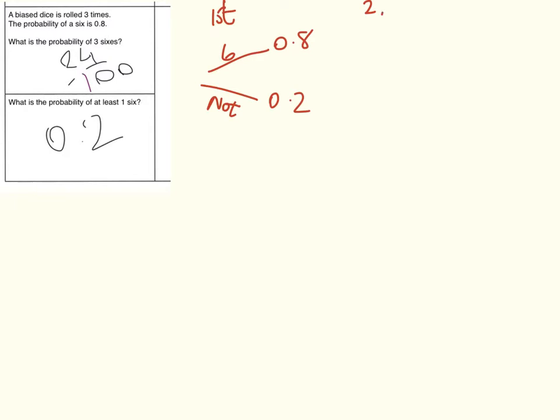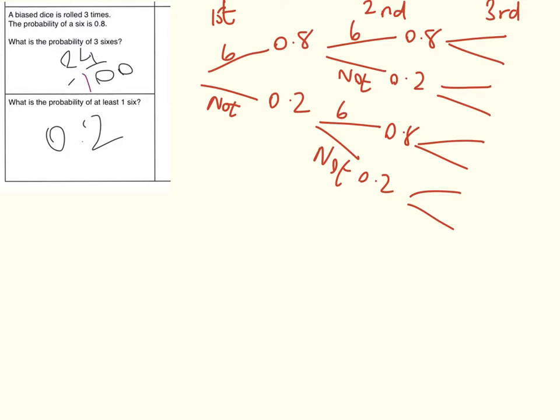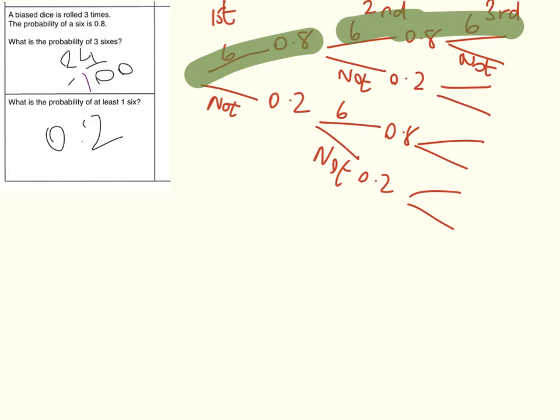If I roll the dice a second time, I'll either get a 6 or a not 6. And that'd be 0.8 again, and that'd be 0.2, 0.8, 0.2. And if I roll the dice a third time, it's going to be the same thing. A 6 or not 6. So what I'm looking for is the probability that I get 6 3 times. Well, there's only one branch that is going to give me a 6, 6, 6, and that's going to be this one here. 6, then a 6, then a 6. So I would do 0.8 times 0.8 times 0.8.